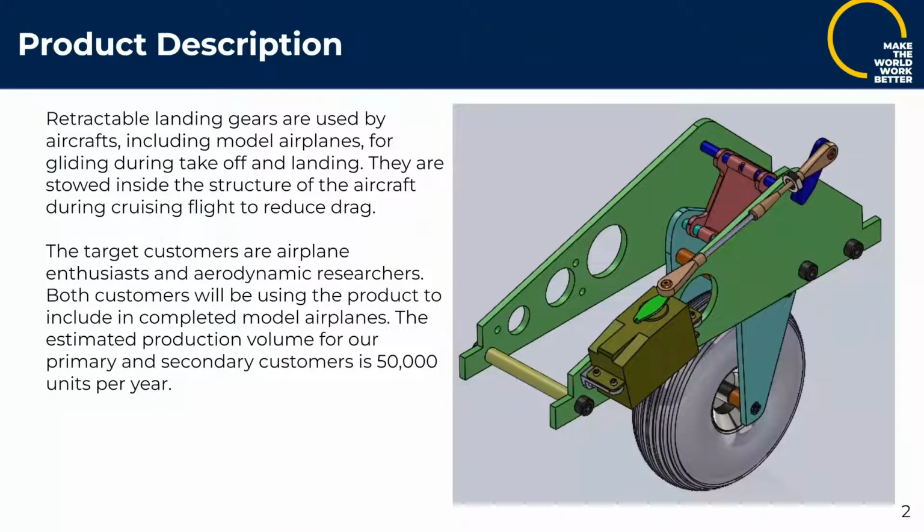So the product that we've chosen to analyze is the retractable landing gears used by model aircraft. These are usually used during gliding, during takeoff and landing for the aircraft. And during flight, they would be stowed inside the structure of the aircraft themselves to reduce drag.